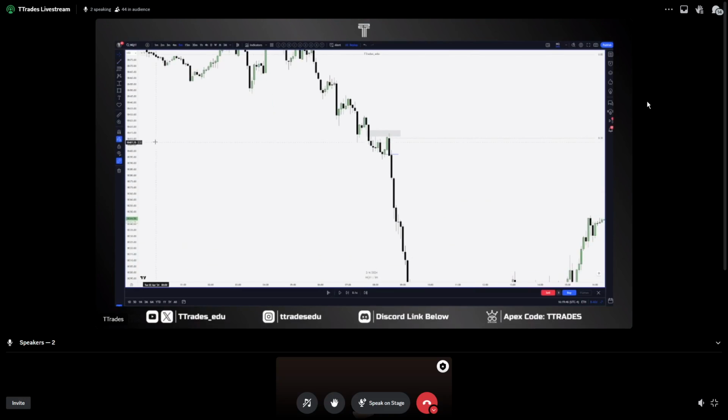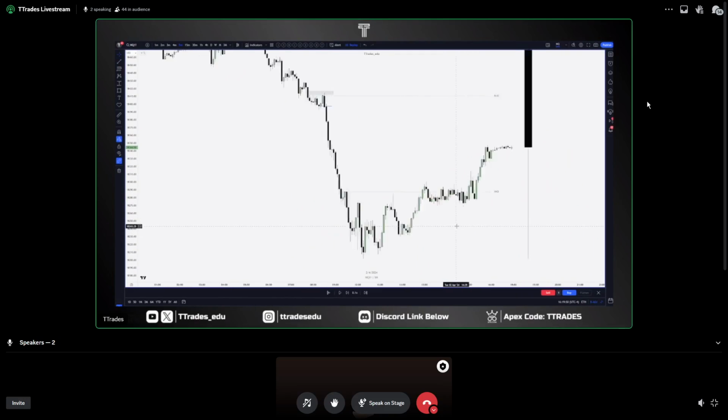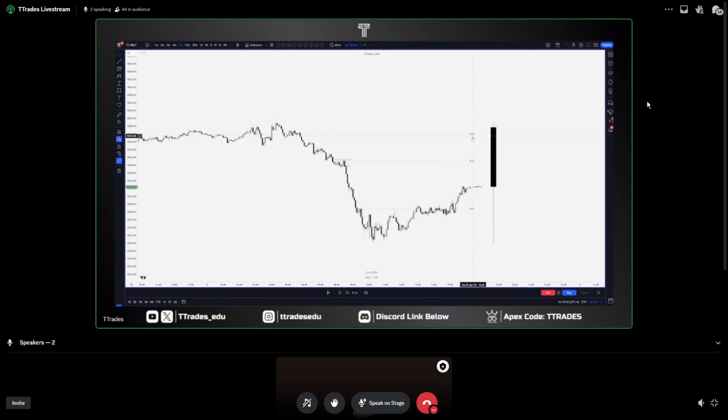So let's see if there's any questions. Yeah, so I have them all marked out. I use midnight open as a reference, 8:30, because that's when the news embargo lifts, and then New York open, which is just 9:30, right?